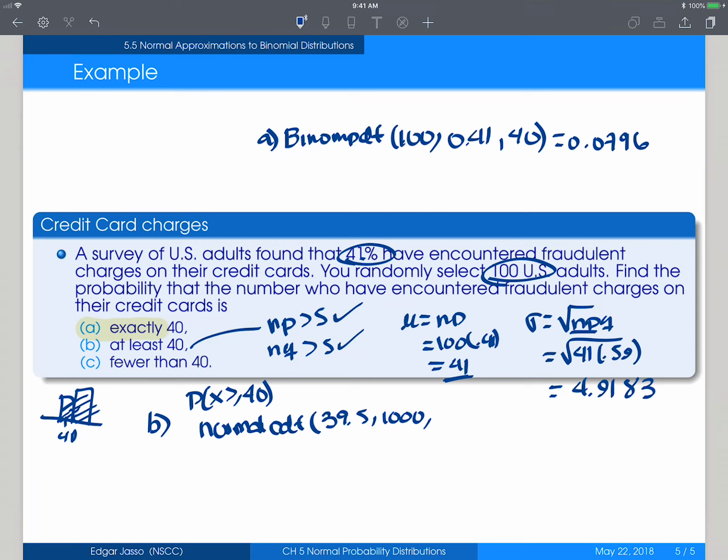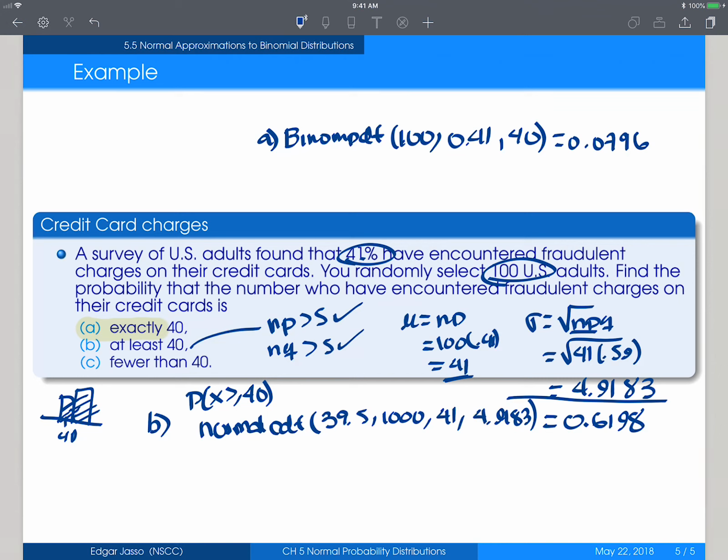Under a normal curve that has mean 41 and standard deviation 4.9183. So normal CDF, second distributions, normal CDF of a lower limit 39.5, upper limit a big number, mean 41, standard deviation 4.9183, and I get 0.6198, or about 62%.